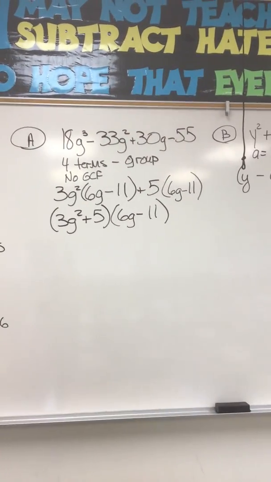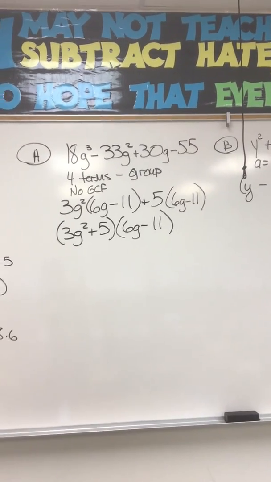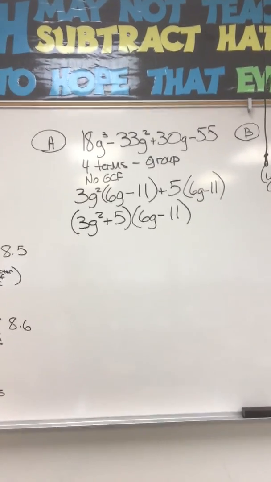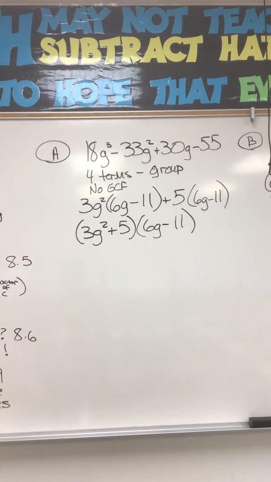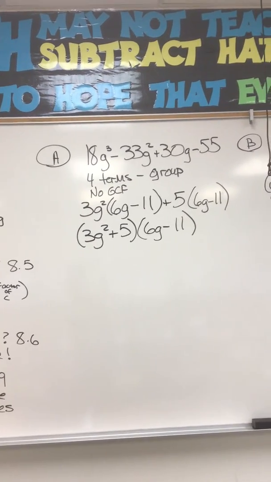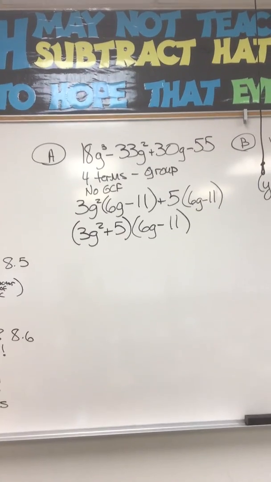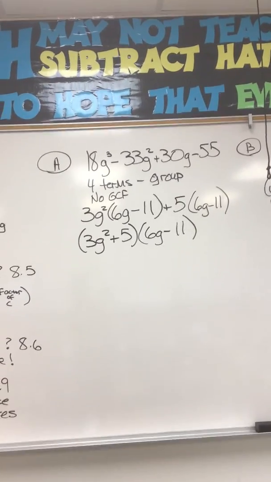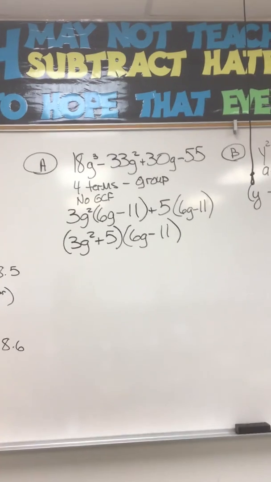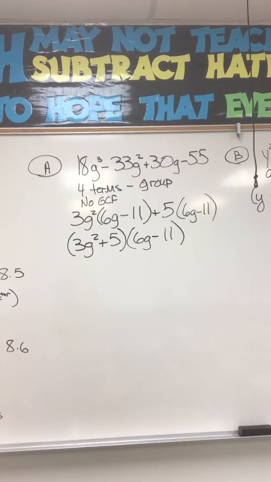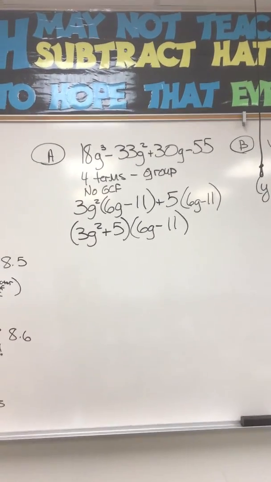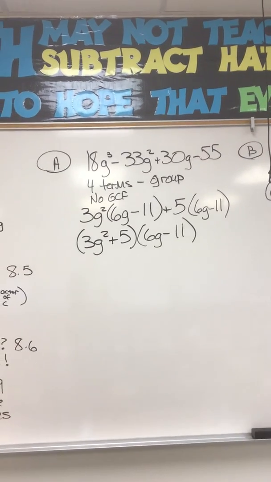18g cubed minus 33g squared plus 30g minus 55. This is an example where our polynomial has 4 terms. We know we are going to factor by grouping. That's how we're going to attack this particular problem. So the first thing we do is we say, is there a greatest common factor we can take out of the whole thing? For this one, there is not.